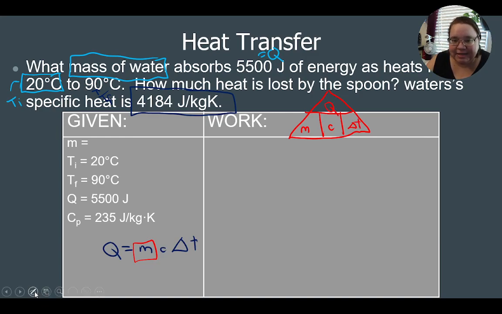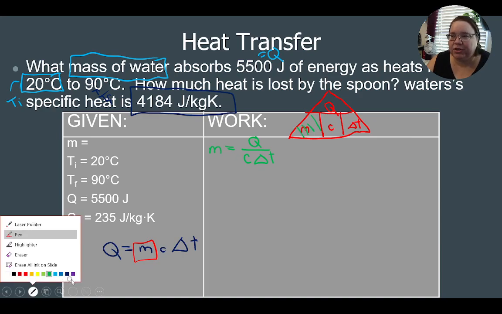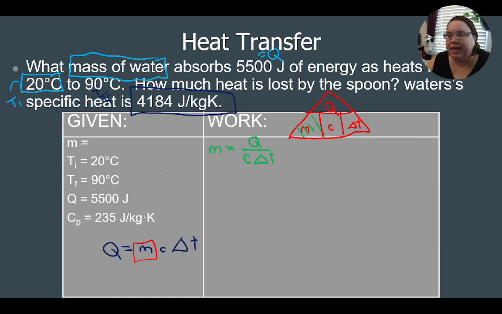So it is asking me to solve for mass. That means mass must be equal to Q over C delta T. That is the equation that I use. Now, I haven't found delta T yet, so let's go ahead and solve for that.